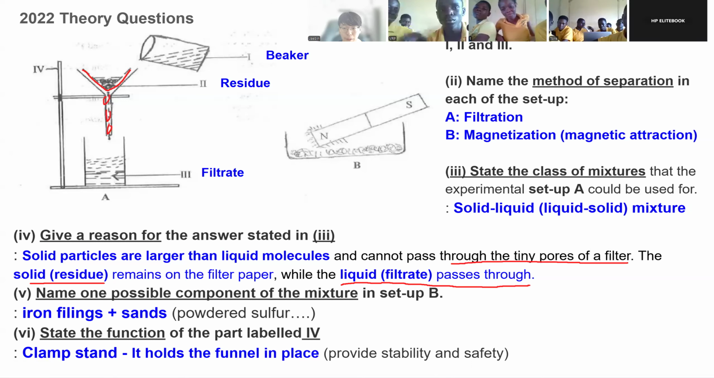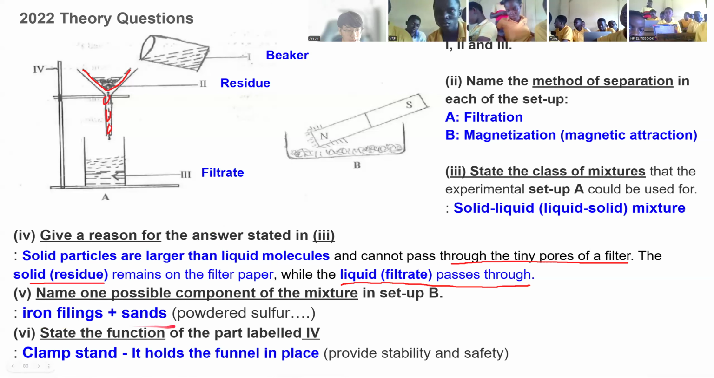So magnetization or magnetic attraction can be used to separate magnetic components and non-magnetic components. Iron fillings and sand are examples. And this is also very useful if the mixture is finely grained. So more like powdered stuff would be better to use for magnetization.